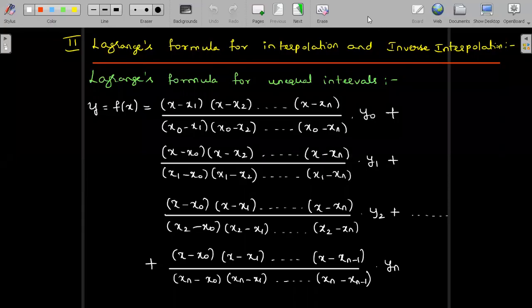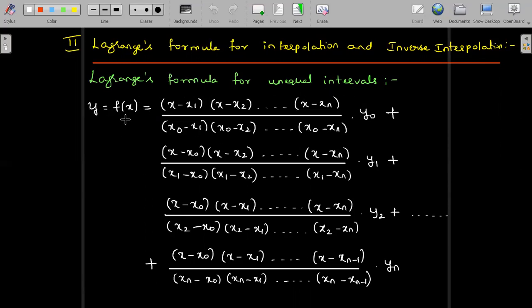Now let us see the formula for Lagrange's interpolation and inverse interpolation. First we will discuss Lagrange's formula for unequal intervals. When we have a set of values of x and y for an unknown function y equal to f of x, and we have unequal intervals of x, meaning the x values are not equidistant, then Lagrange's formula is applicable. So let us see Lagrange's formula for unequal intervals.